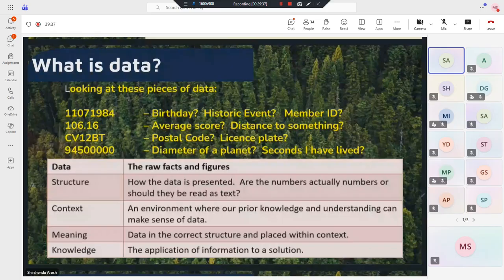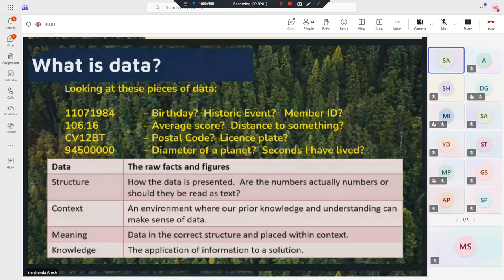Suppose I give you some examples, say 11071984. If such numbers are there, that number may look like a birthday, but may not be a birthday. It could be the date of some historical event, or it could be something different, called a member ID. So we should understand that whenever you are getting any data, there are a few things you need to ask about it.